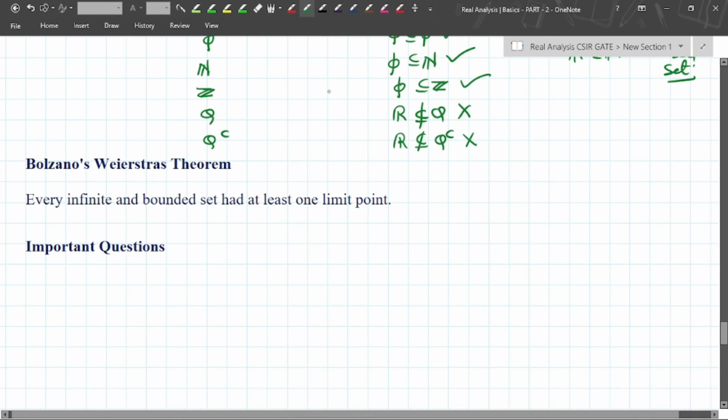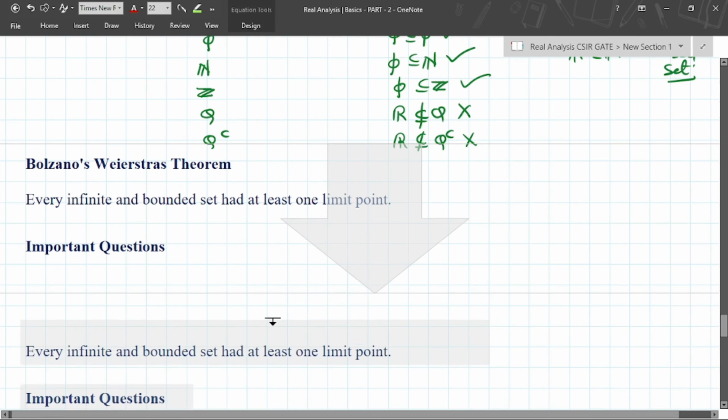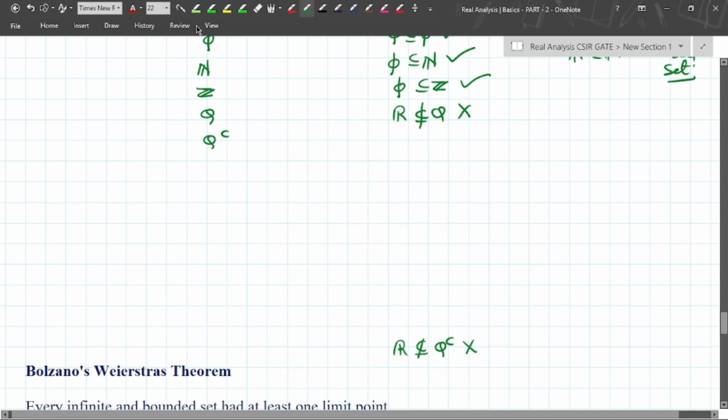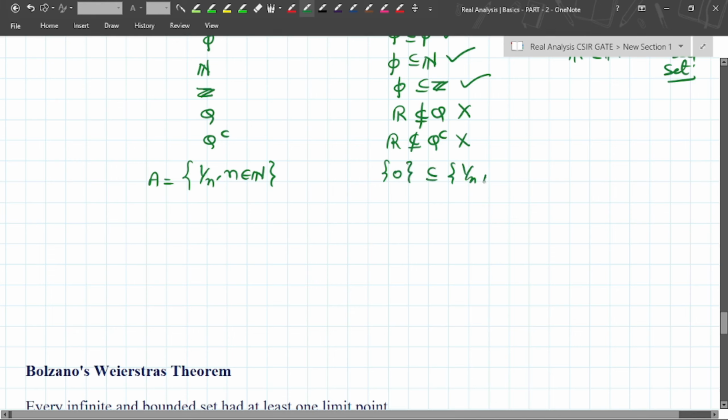Now we can take another example so that we can easily find the derived set. Let's say I have a set of 1 by n, where n belongs to the natural numbers. So what is the derived set? The derived set is 0. But see, is 0 contained in 1 by n, where n belongs to the natural numbers? No, that's why it is not a closed set.